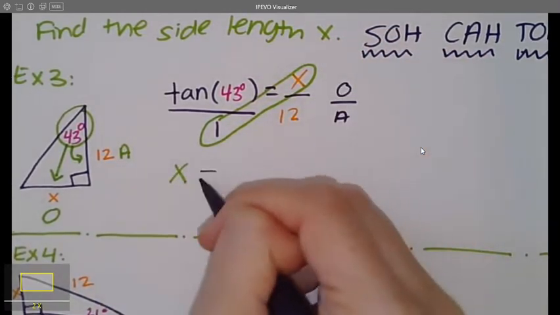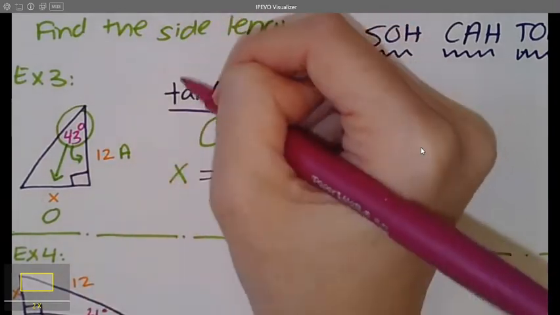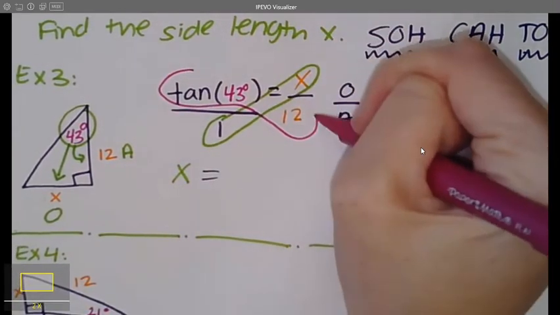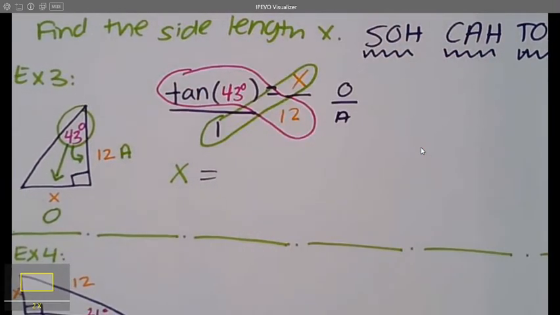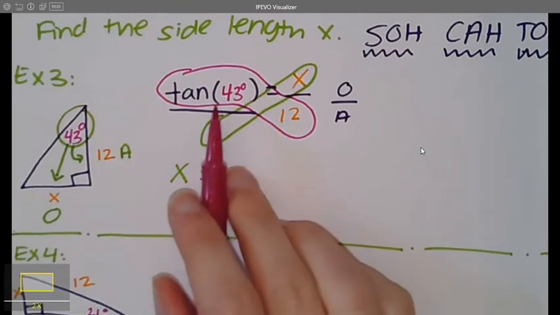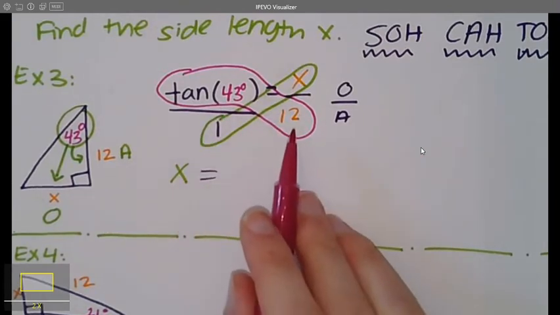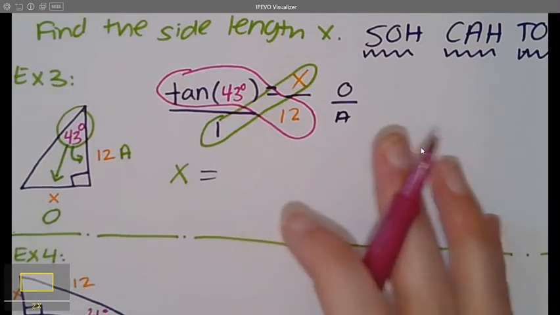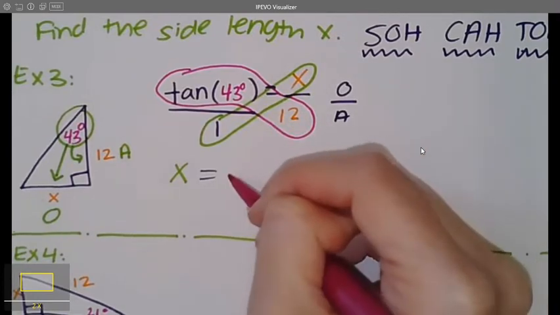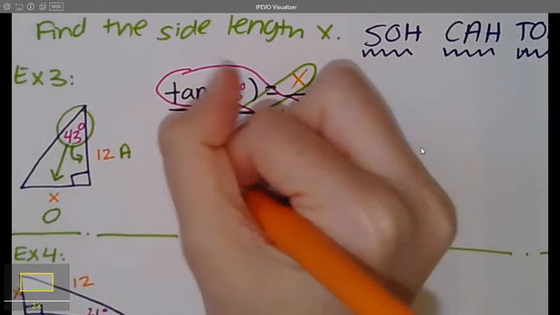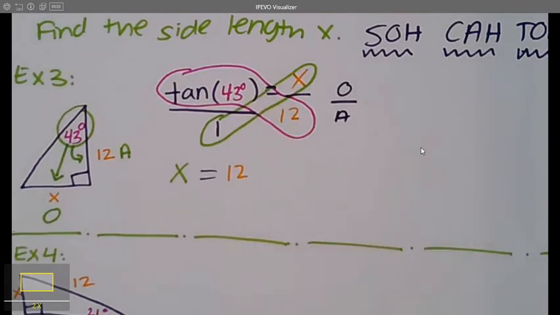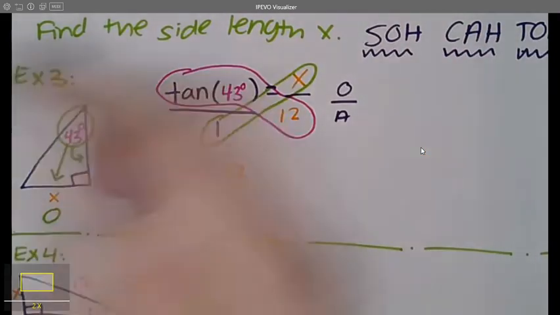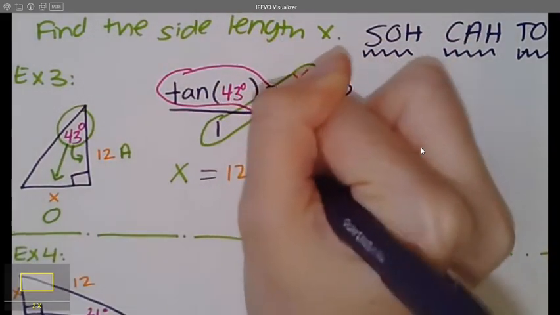And that will equal, now I'm going to go the other way. I'm going to multiply tangent of 43 to 12. Now when you multiply trig functions to a number, usually the way we write it, we put the number out in front. We're going to say 12 times tangent of 43, or 12 tangent of 43.